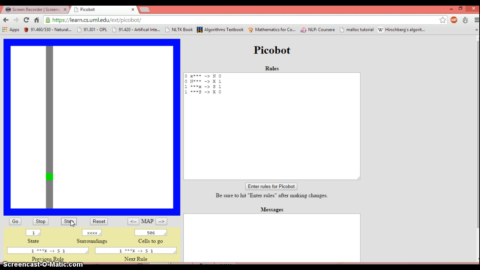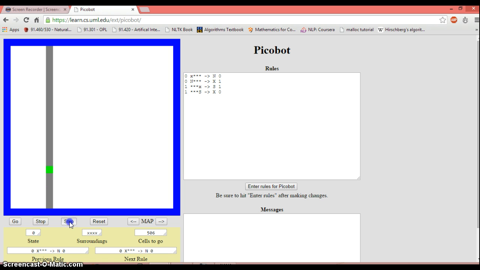So as we step through, we see that its surroundings are still completely free in all four directions. But once we hit this wall here, we see its surroundings are now XXXS. What this S means is there's something to the south. There's a wall blocking Picobot, so it can't travel south.